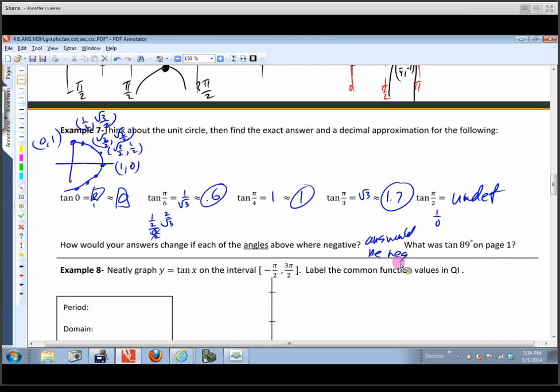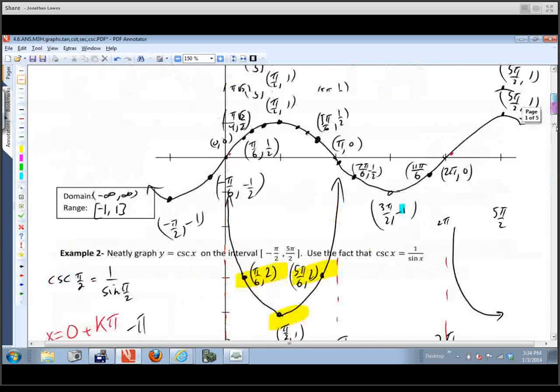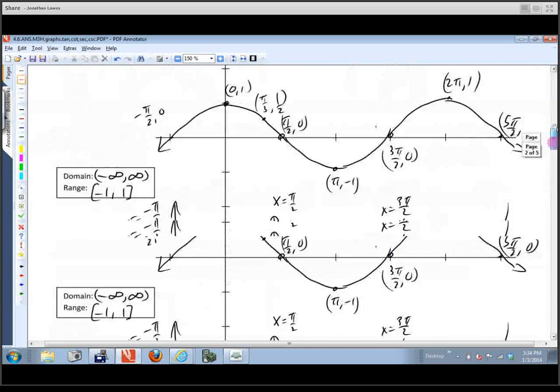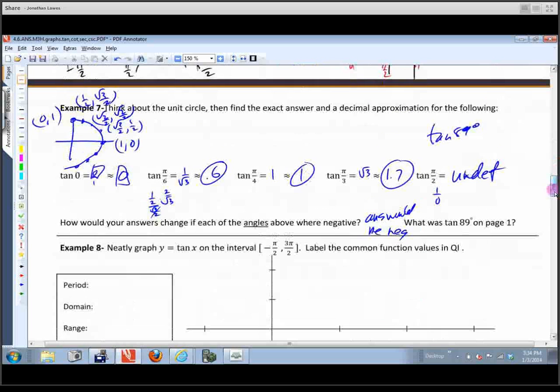Now, remember, we talked about what the tangent of 89 degrees was on the first page. And if I remember correctly, it was like 52 or something like that. So let's flip back here and see what that was. Yep, 57.2. So the tangent of 89 is 57.2. And the reason for that is the closer this angle gets to 90 degrees, or pi halves, the larger the opposite side is in comparison with the adjacent side. So we just get a larger and larger value there.